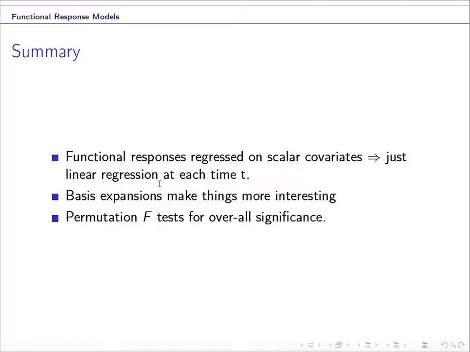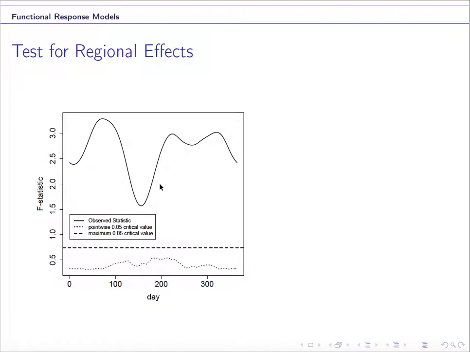Could you go back to the last slide? So we compute this F statistic for every single day. So we do the permutation test for every single day. Basically, when you do one permutation, when you permute the response, you are able to get a pointwise F statistic, so you will get one of these curves, right?